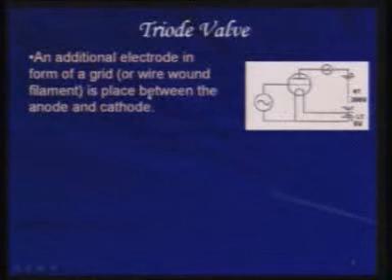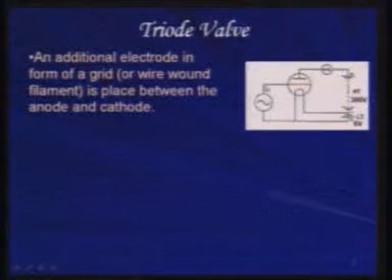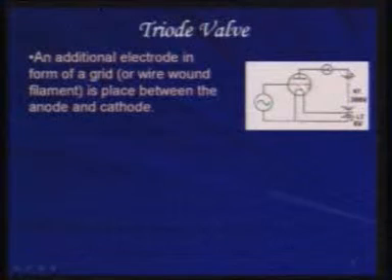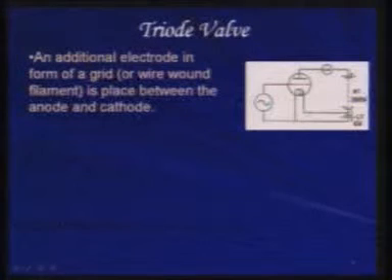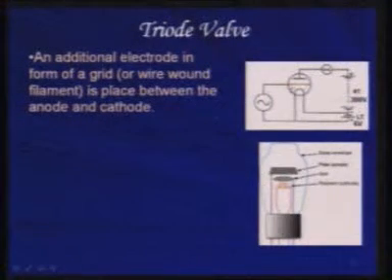What I do now in this case is I additionally give one grid, which is introduced between the cathode and anode. This additional grid is typically a wire-wound filament, or a net kind of thing, and whatever voltage I apply here appears on this grid, so it is going to be an obstruction to the electrons flowing from the cathode to the anode, as we have seen in the earlier case. So now we are going to have a kind of control through this particular grid.